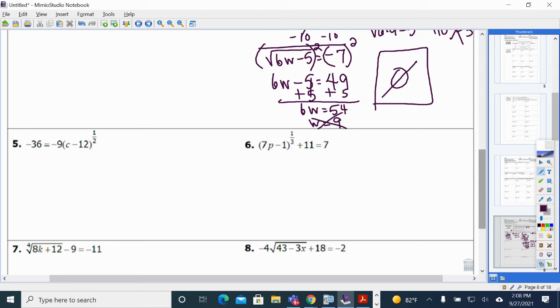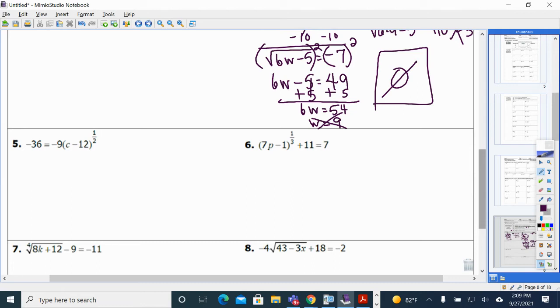So number 5 says negative 36 is equal to negative 9 times c minus 12 to the 1/2 power. So thinking back to lesson number 2, anytime you see an exponent that is a fraction, like that 1/2, that means the square root. Now, if you need to rewrite that, by all means, you can rewrite it. I don't need to, and I would prefer that you didn't. But the steps are the same regardless.